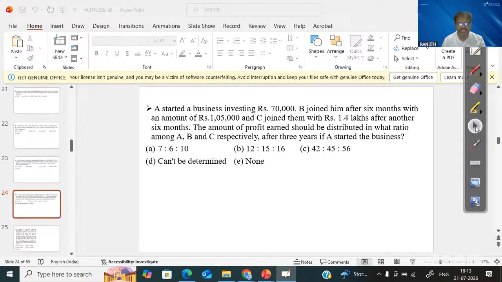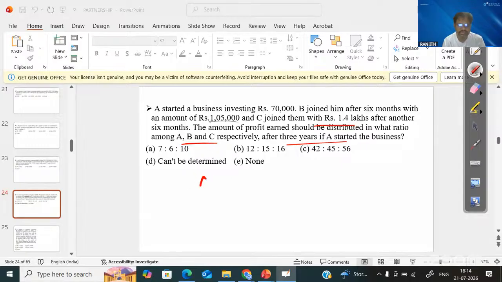A started a business investment of 70,000. B joined after 6 months with the investment of 1,05,000. C joined them with 1.4 lakhs after another 6 months. The amount of profit earned should be distributed in what ratio? ABC after 3 years. So total number of years equal to 3 years.